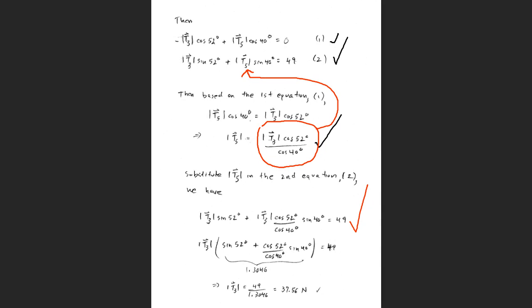Well, what I can do in this equation here is factor out the length of T3, and then I can just solve and find out what the length of T3 is. And obviously, they're going to want it rounded to the nearest hundredths place, for instance, 37.56 newtons. That is the magnitude of that tension vector.